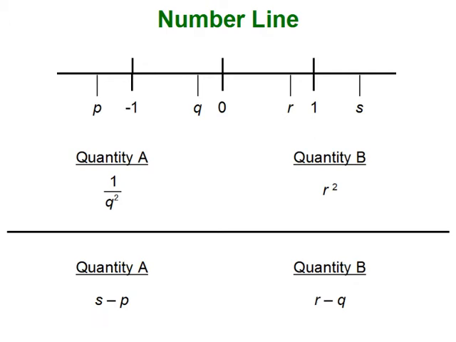So what do you know about P? P is a negative number, and it's smaller than -1. S is a positive number, larger than 1. Q is a negative fraction between 0 and -1. R is a positive fraction between 0 and 1. This is the sum total of what you know. So in the first problem, I think it might be easier to actually look at column B first.